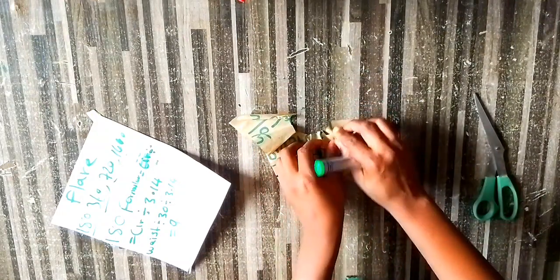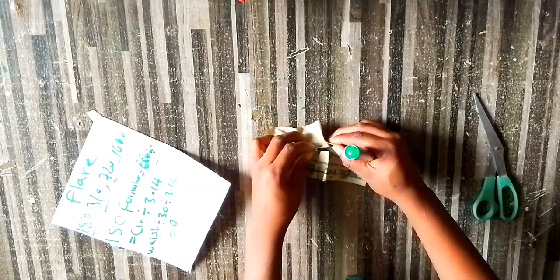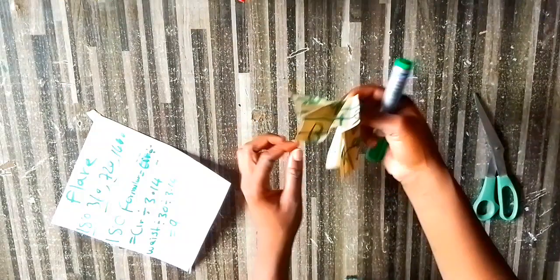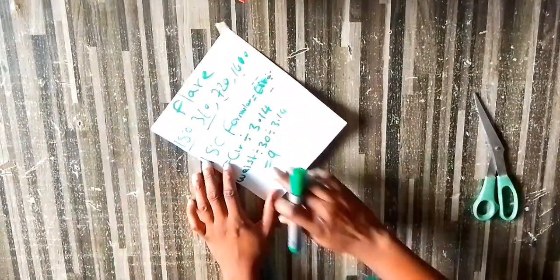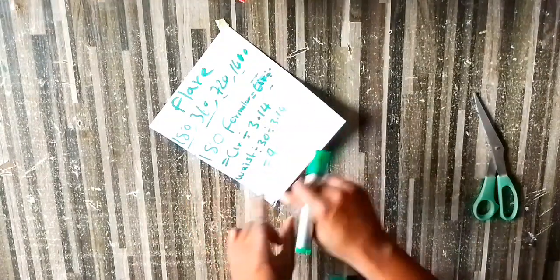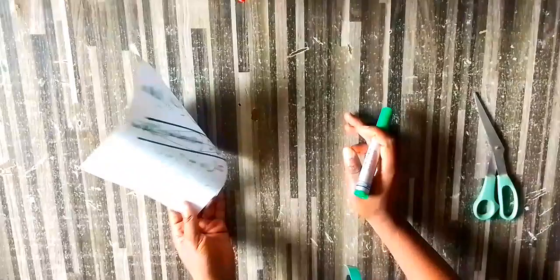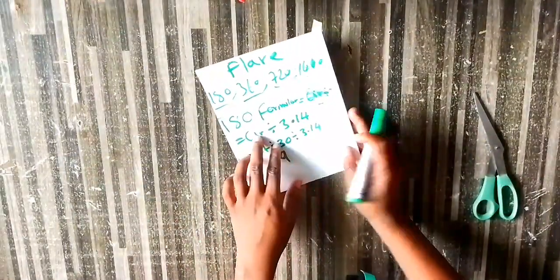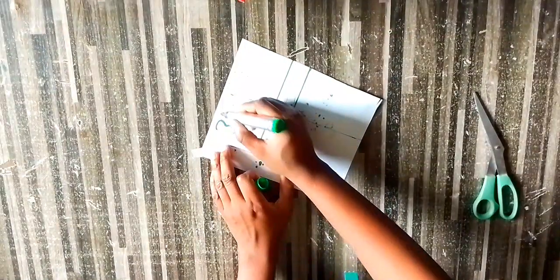But my interest is just in showing you the formula. This formula is standard. It's a standard formula for all 180 degrees. Just divide whatever circumference you are working with by 3.14. So we'll move to the next one, which is a 360-degree flare.